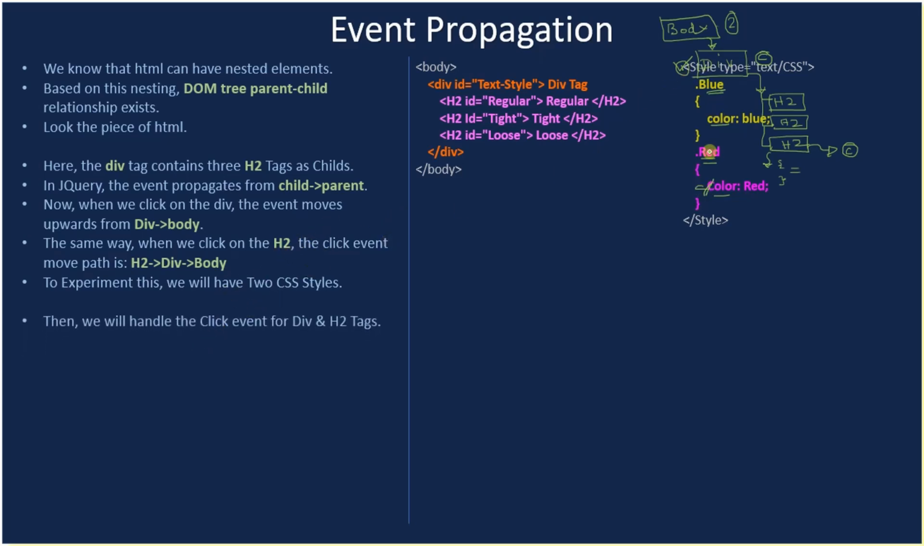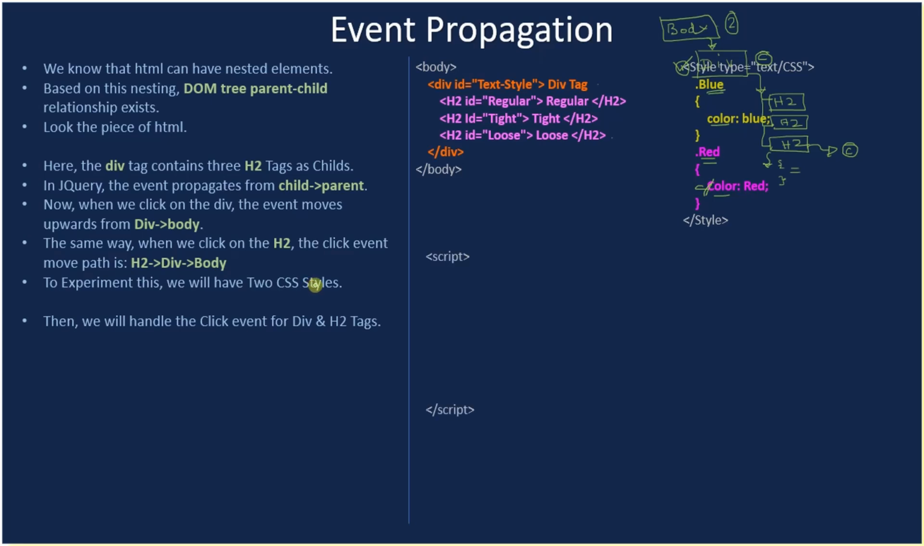Alright, now we have two CSS rules, .blue and .red. Here the dot denotes the class. Any element that has the attribute class equal to blue will turn its color into blue. I mean the foreground color of that specific element will change to blue. The same goes for red. After having these two CSS styles, we will handle the click event for the div and h2, because here we are going to experiment. We'll handle click for div as well as h2, and we will see how the event is propagating.